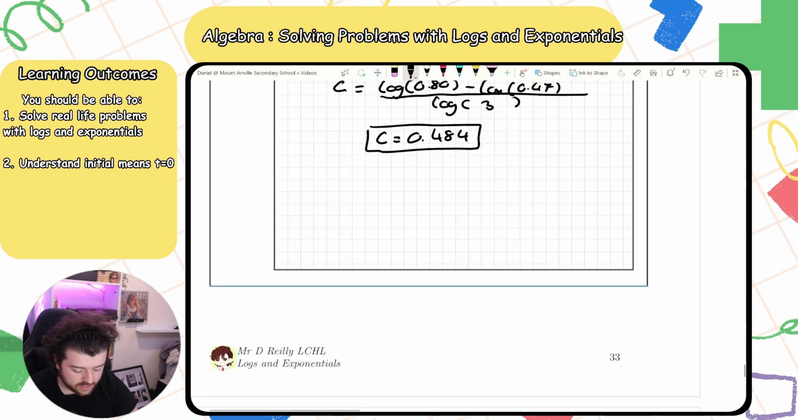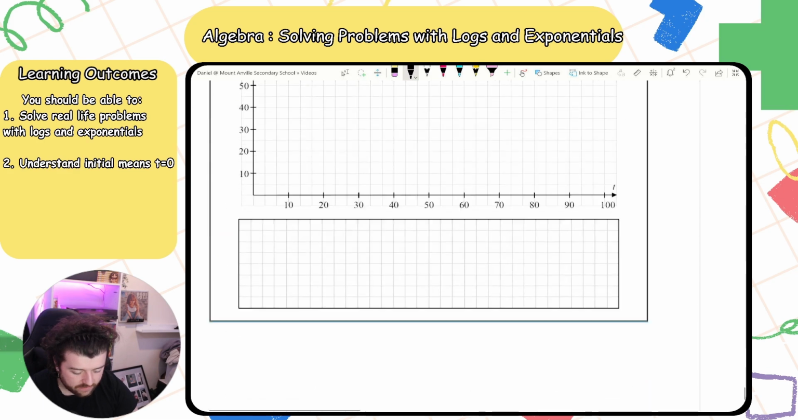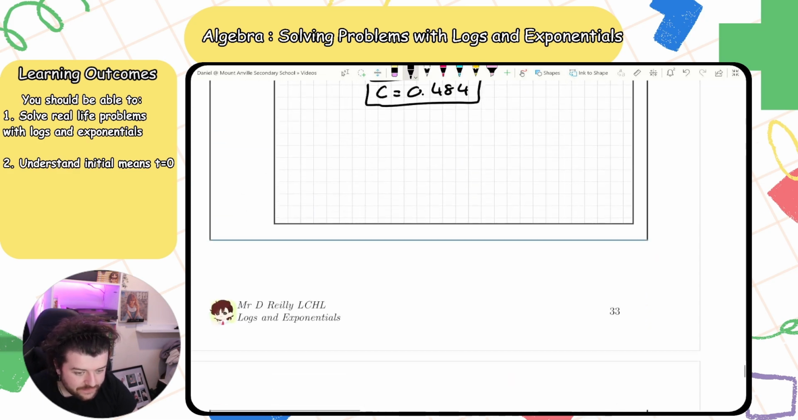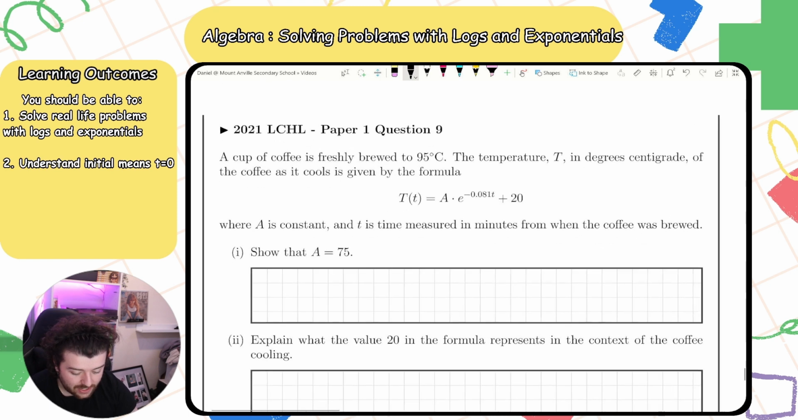How fun was that? Right, we just have 2 questions left. Let's power through. So, 2021 question here. A cup of coffee is freshly brewed at 95 degrees Celsius. The temperature T in degrees centigrade of the coffee as it cools is given by the formula A times e to the power of minus 0.081t plus 20, where A is a constant and t is the time measured in minutes since the coffee was brewed. Show that A is equal to 75.